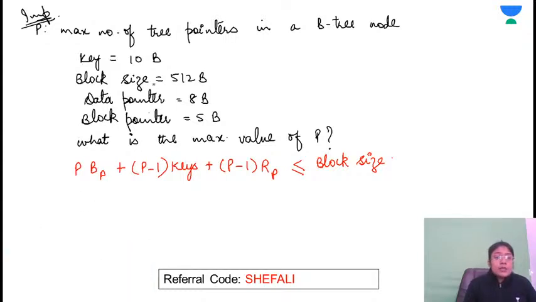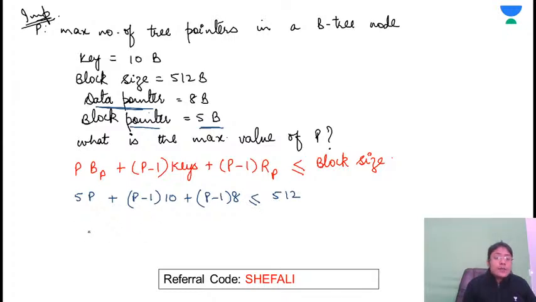Now substitute the values in this. What is P? P is what you have to calculate. Block pointer is given as 5 bytes. So this comes out to be 5P plus, key is given as 10 bytes, P minus 1. Record pointer is nothing but the data pointer. It's 8 bytes, P minus 1. It should be less than or equal to 512. Just simplify this. This comes out to be 5P plus 10P plus 8P minus 8, less than or equal to 512.